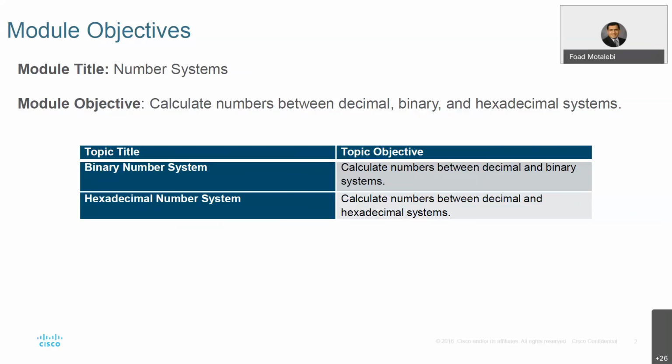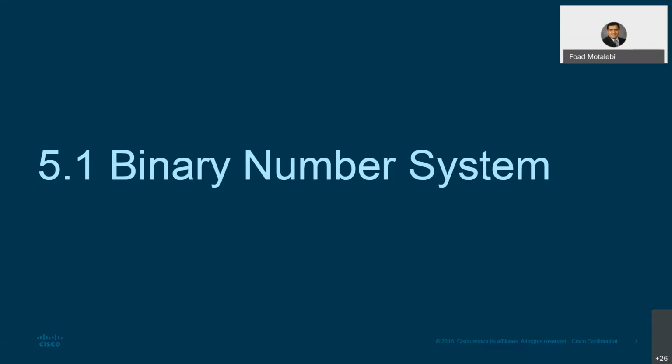Why do we concentrate on hexadecimal number systems? Because your MAC address, your hard-coded NIC address, is hexadecimal, and so is your IP version 6. That's why we'll be concentrating on this. So, binary number systems, also known as base 2. Let's have a look at those.